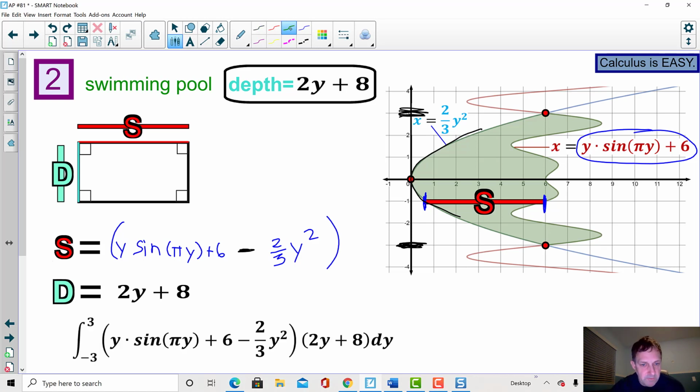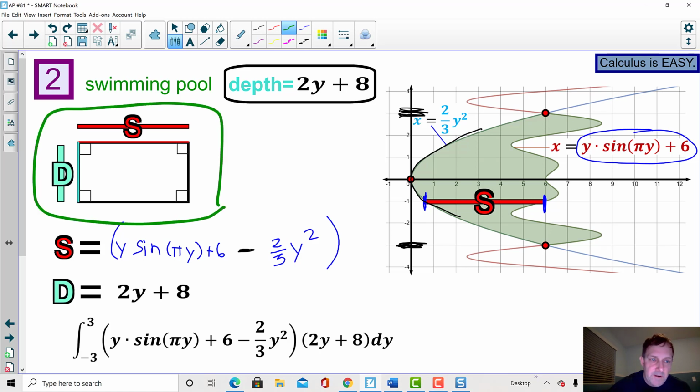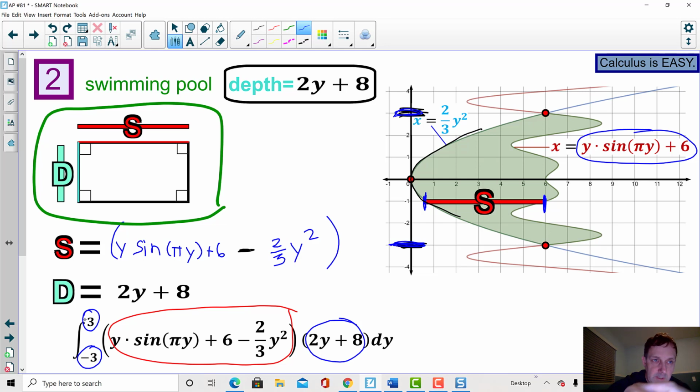All right, there's our integral there at the bottom. Remember, it's just a rectangle. So the area of that rectangle is just going to be s times d. So here's our s right here. And here's our d right here. And again, we're going from -3 all the way to +3. So our bounds go from -3 to +3.